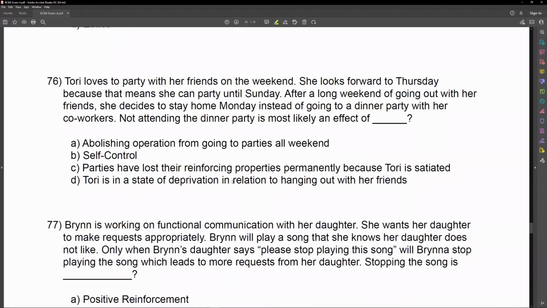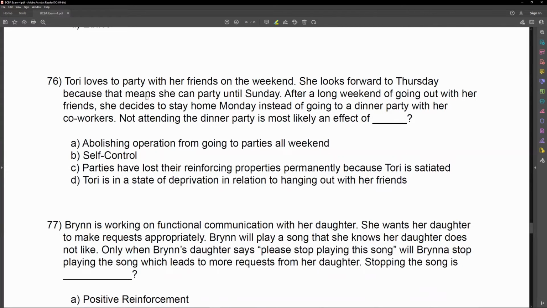76. Tori loves to party with her friends on the weekend. She looks forward to Thursday because that means she can party until Sunday. After a long weekend of going out with her friends, she decides to stay home Monday instead of going to a dinner party with her coworkers. Not attending the dinner party is most likely an effect of what? So what do we think happened here? We're looking at her behavior as far as not attending the dinner party.